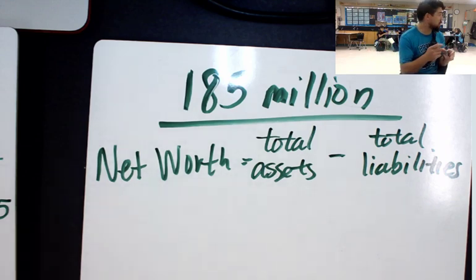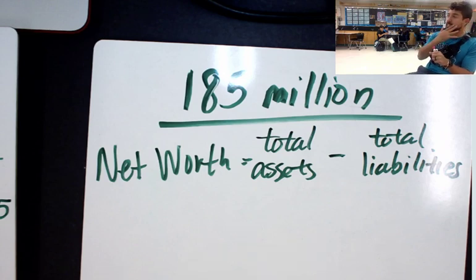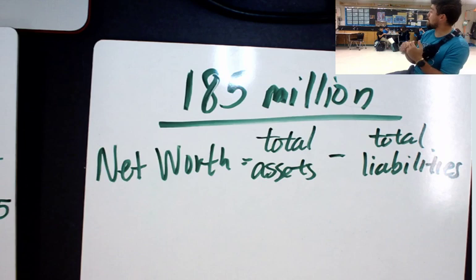Now liabilities. What's a liability? It's the opposite of an asset. So somebody give me an example. I gave you some examples of assets. If a liability is the opposite of that, who can tell me what a liability might be?